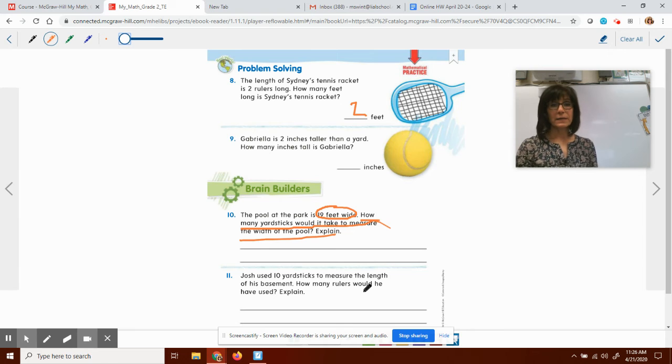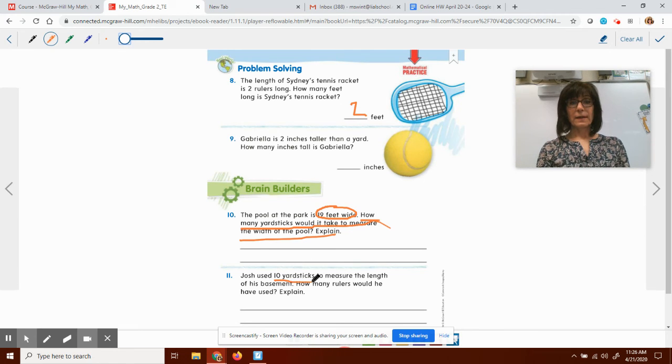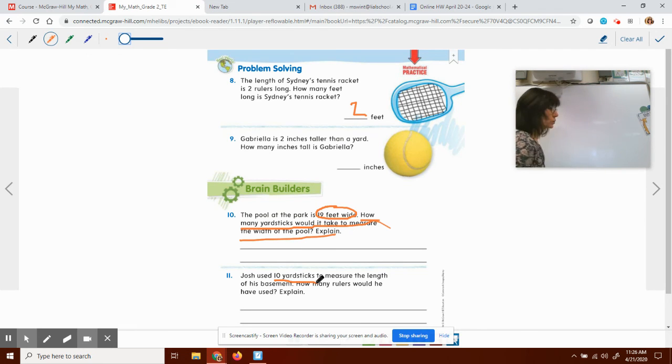So if I have 10 yardsticks, I know each yard is 3 feet. So I could do it in a lot of different ways. I could go ahead and count by tens. 10, 20, 30. Or I have my yardstick. Here's my first yardstick. Second yardstick. Third yardstick. Fourth. Fifth. Sixth. 7, 8, 9, 10. Now they want to know how many feet.